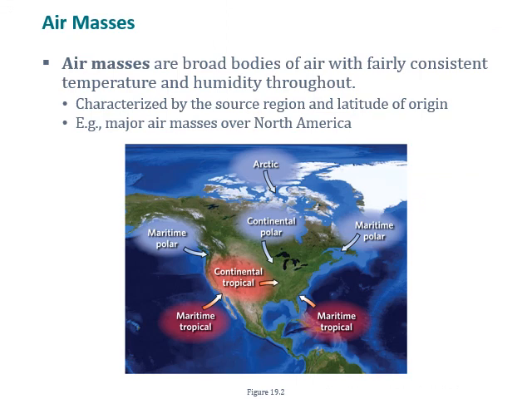Air masses are broad bodies of air with fairly consistent temperature and humidity throughout. These are characterized by the source region and their latitude of origin. For example, here's a picture of air masses over North America, where we have continental air masses over the continent and maritime air masses starting over the oceans. And then we have latitudes Arctic, polar, and tropical.